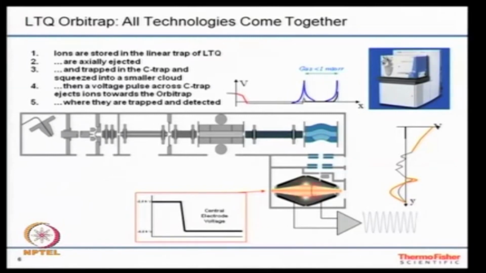Once these ions are injected into the Orbitrap, they go into axial motion as well as radial motion. We measure the axial frequency of the ion. The measured frequency is converted into mass-to-charge ratio. There is an end electrode connected to the frequency domain which measures the frequency. Simply put, it gives you the image current that has been measured. So this is how the Orbitrap works.